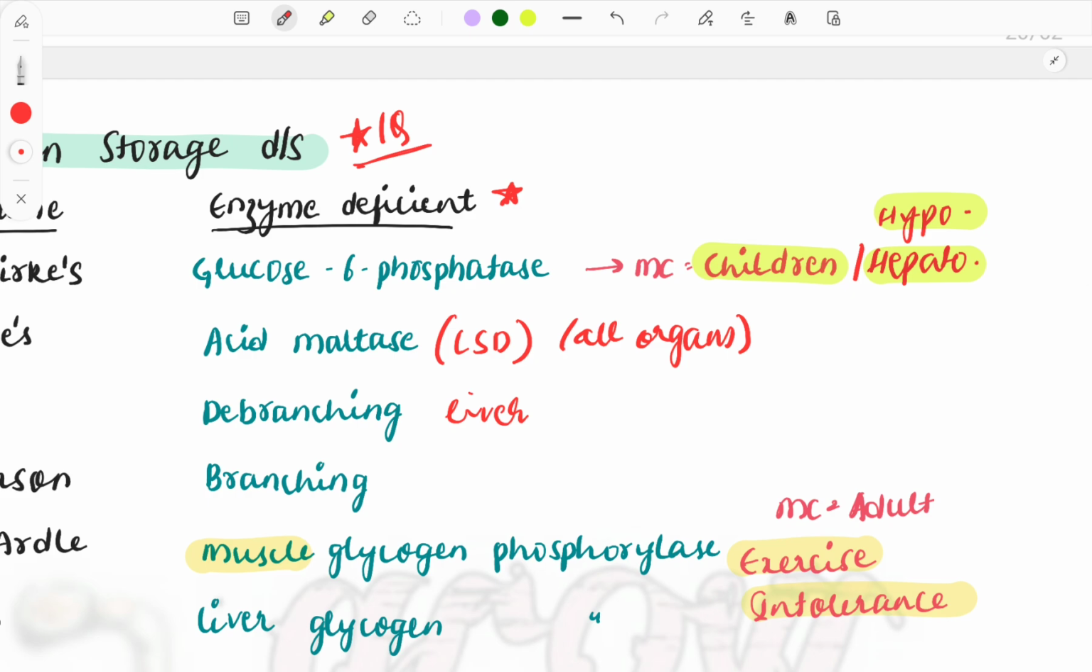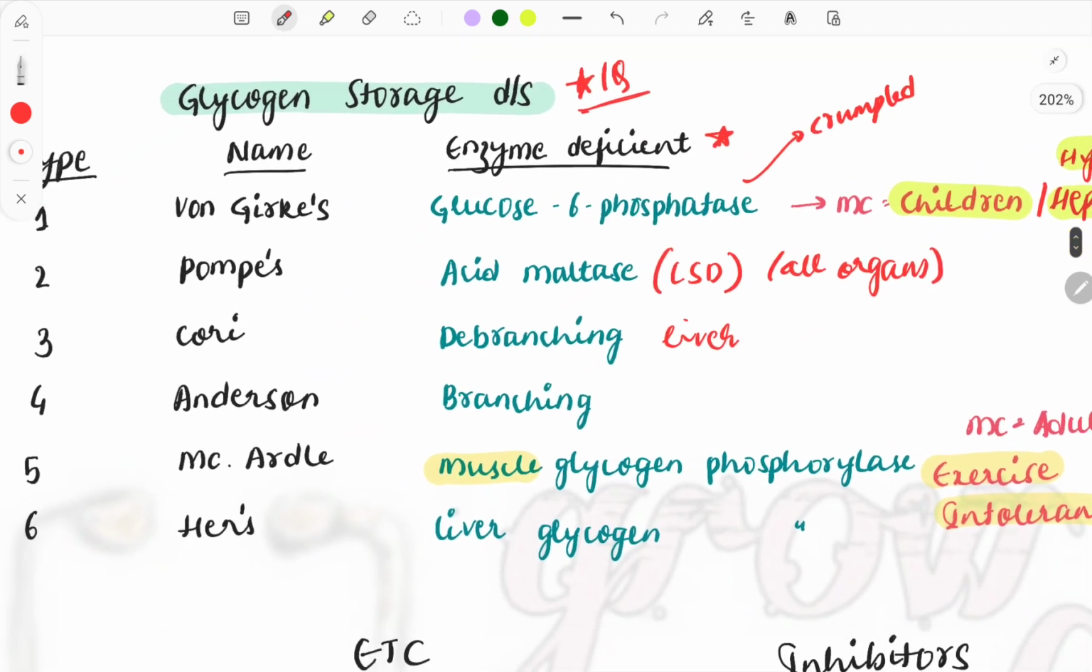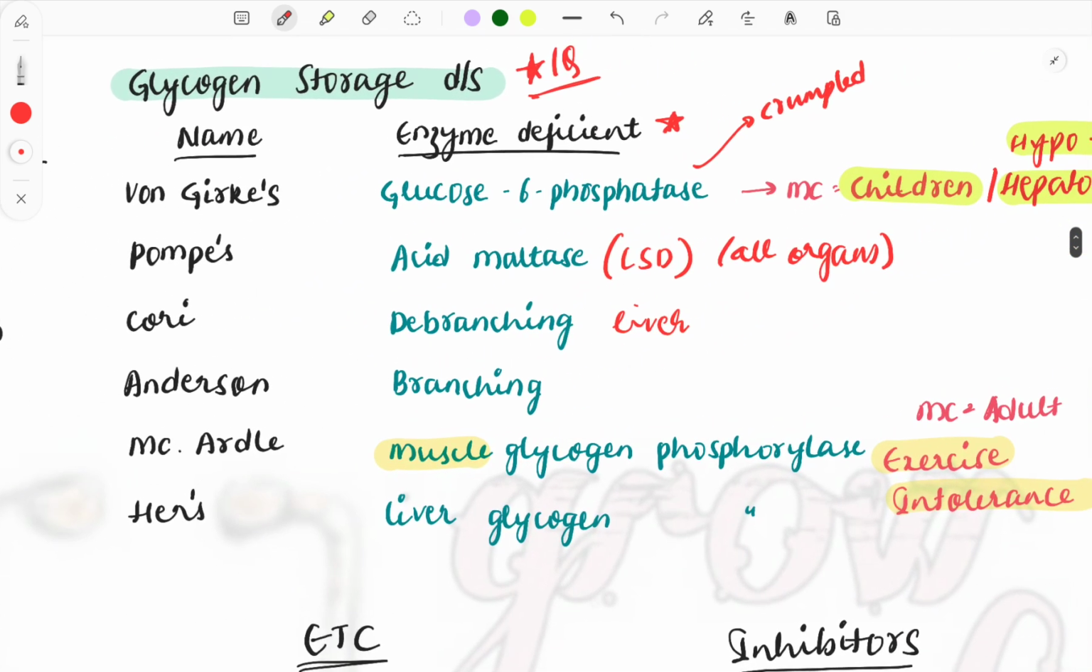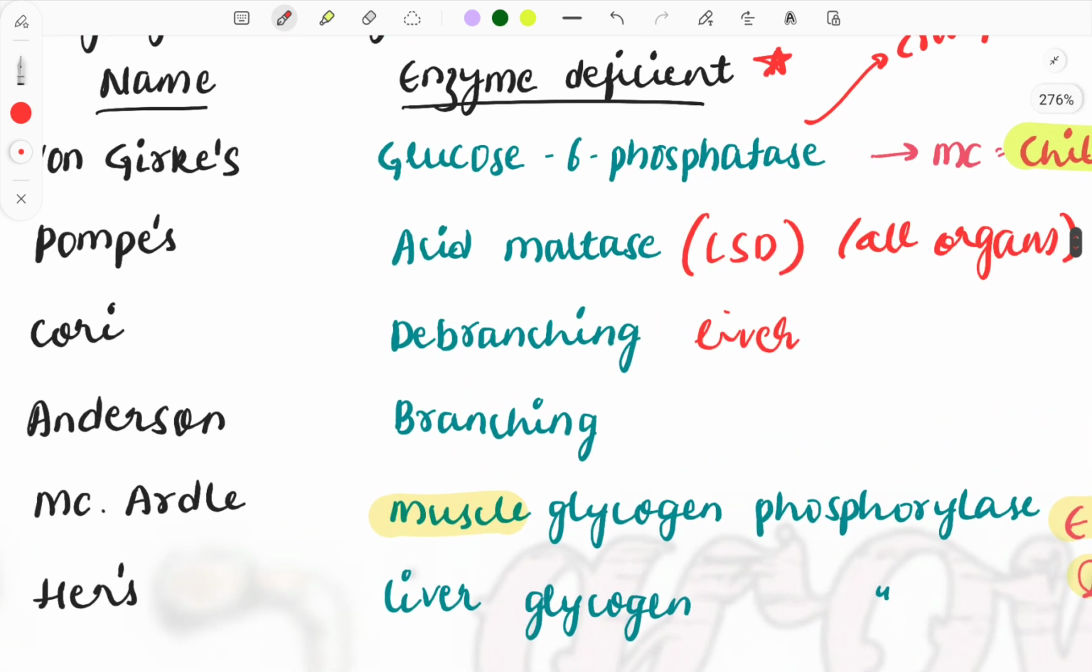Another important thing in this case is, on histopathological examination, the cytoplasm looks like crumpled tissue paper, and that can also be given in the question. Then type 2 is Pompe disease. All the organs will be affected in this case, and it is also a type of lysosomal storage disease, with acid maltase enzyme deficiency.